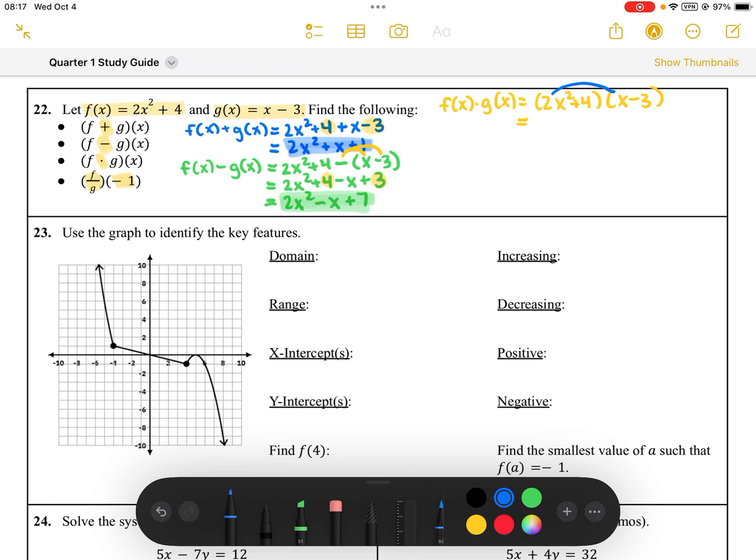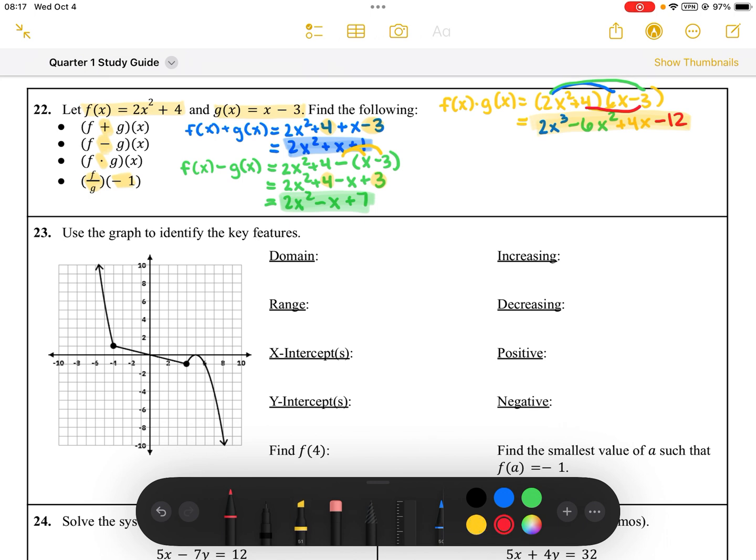So first, 2x squared times x will give me 2x cubed. Outer, 2x squared times negative 3 will give me negative 6x squared. Inner, 4 times x will give me 4x. And then last, 4 times negative 3 will give me negative 12. Now here I have 2x cubed minus 6x squared plus 4x minus 12. There are no like terms here, so that's going to be my answer.